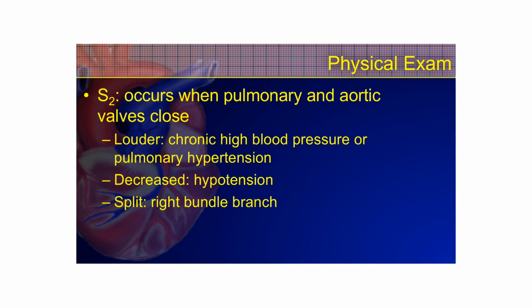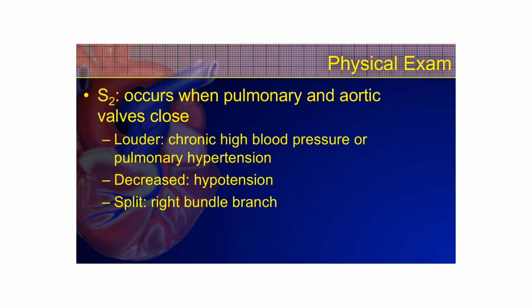Of course, if S1 is your first heart sound, then S2 would be the next one, your dub, if you will. And it occurs near the end of ventricular contraction when the pulmonary and the aortic valve both close. All right, so as the ventricles eject their blood and those pulmonary and aortic valves close shut, that's what you're hearing. And it's louder in patients that have chronic high blood pressure or pulmonary hypertension, and it's going to be decreased in patients with hypotension.